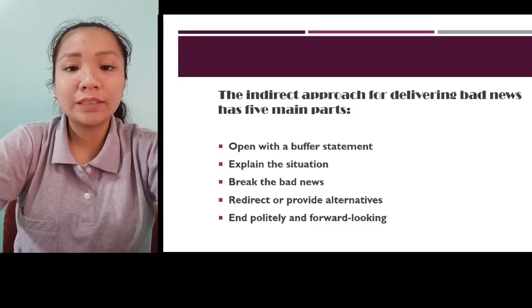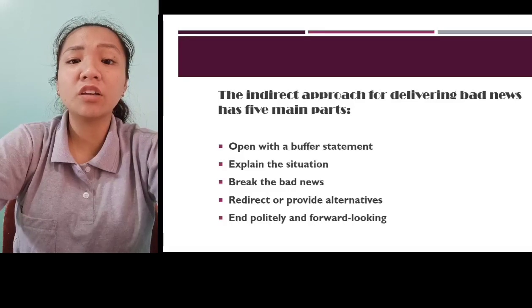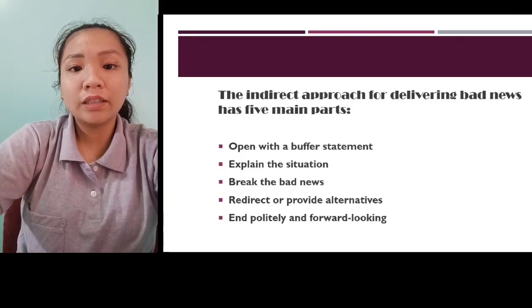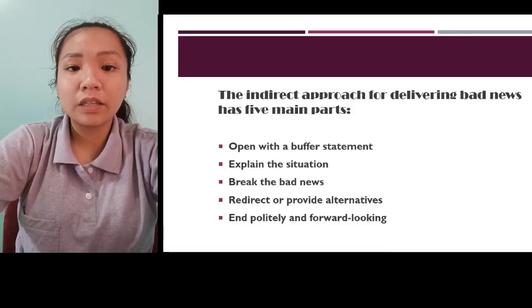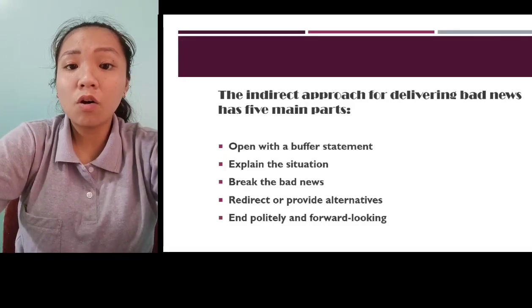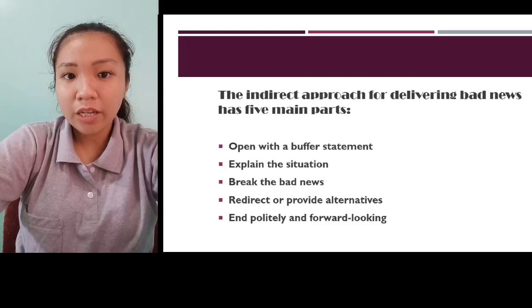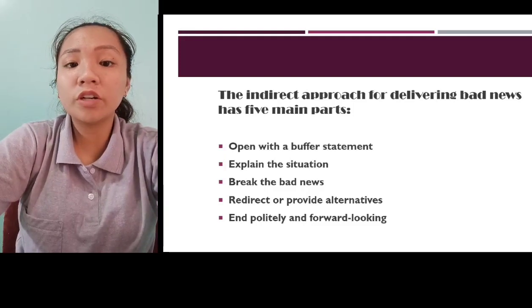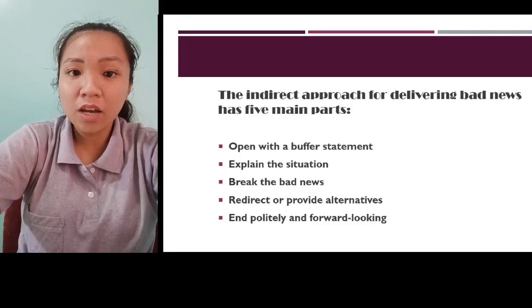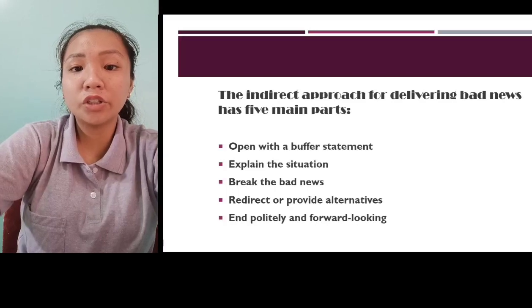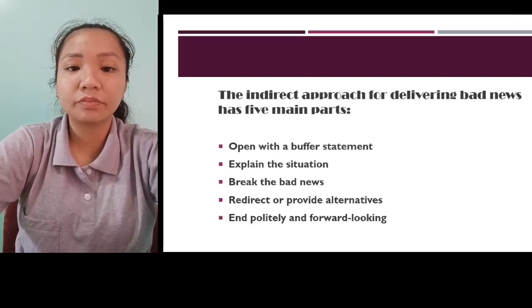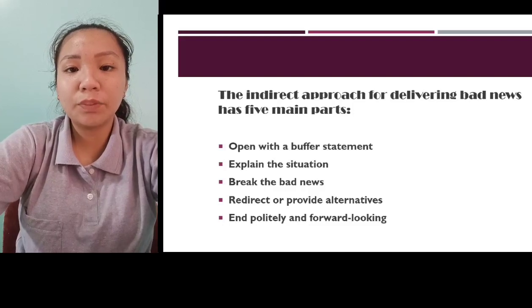First, buffer statement. The first part of a negative news message, verbal or written, is a buffer statement. It provides neutral or positive information. It is important that the buffer not be overly positive because this can be misleading or set up the reader to expect a positive news message instead. Next is explanation.